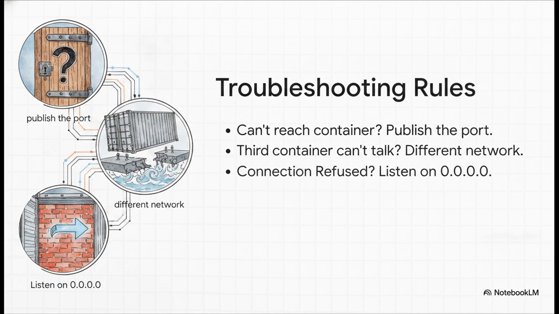Let's do some rapid-fire troubleshooting. If your container can reach the internet, but you can't reach the container, well, you probably forgot to publish the port. If two containers on a bridge can talk, but a third one can't, that third one is definitely sitting on a different network. And if you're getting connection refused despite publishing your ports correctly, go check if your application inside the container is listening on 0.0.0.0 instead of just localhost.